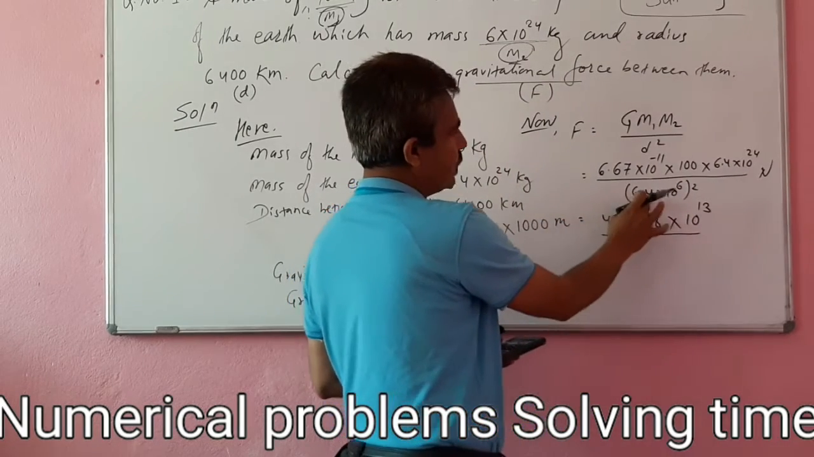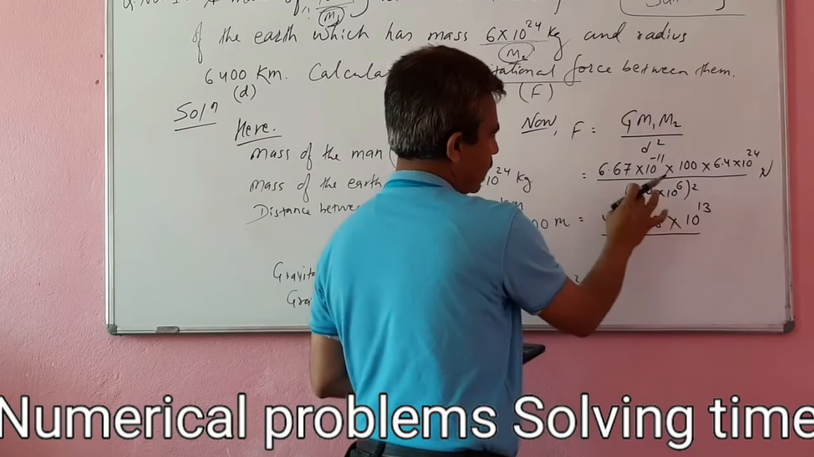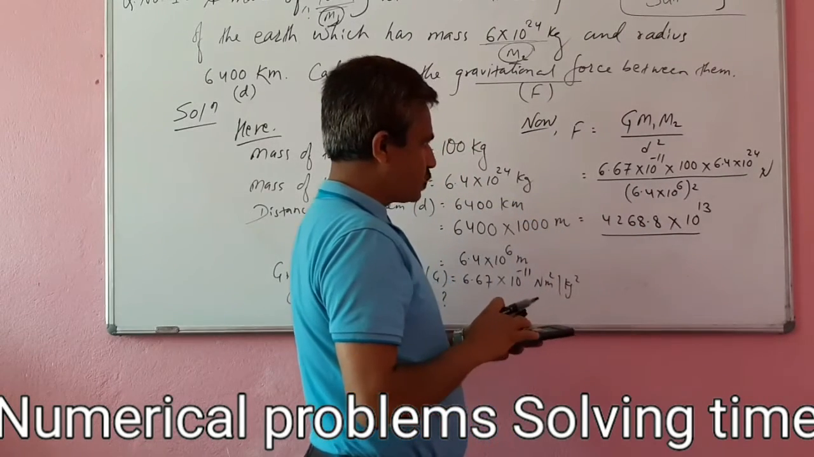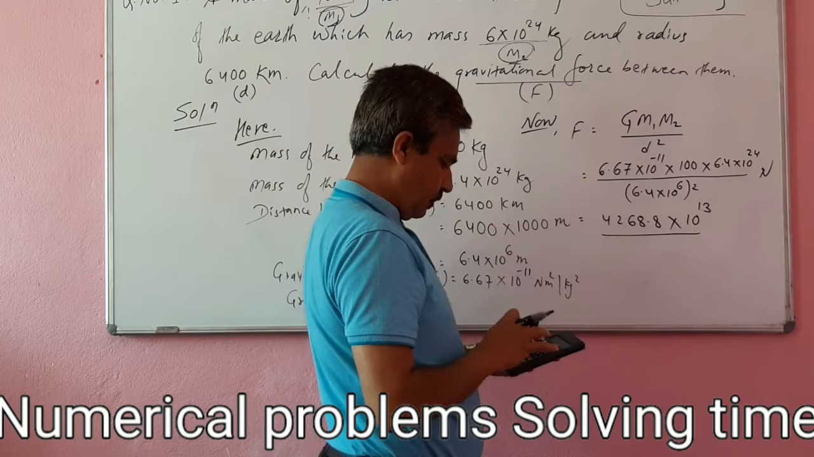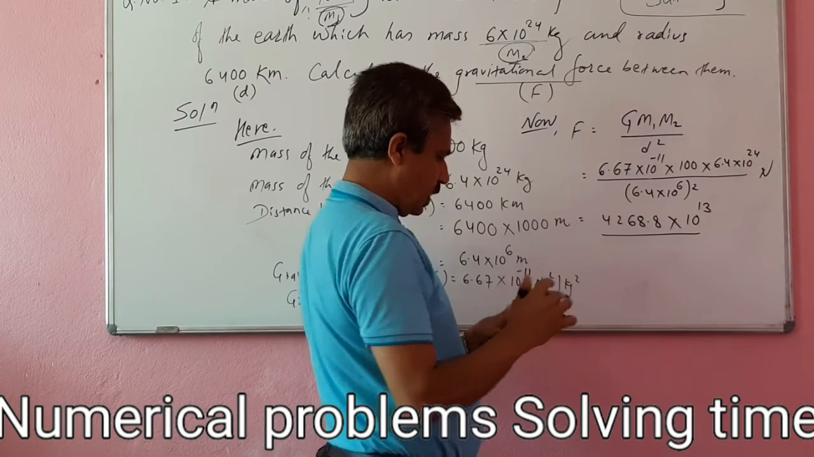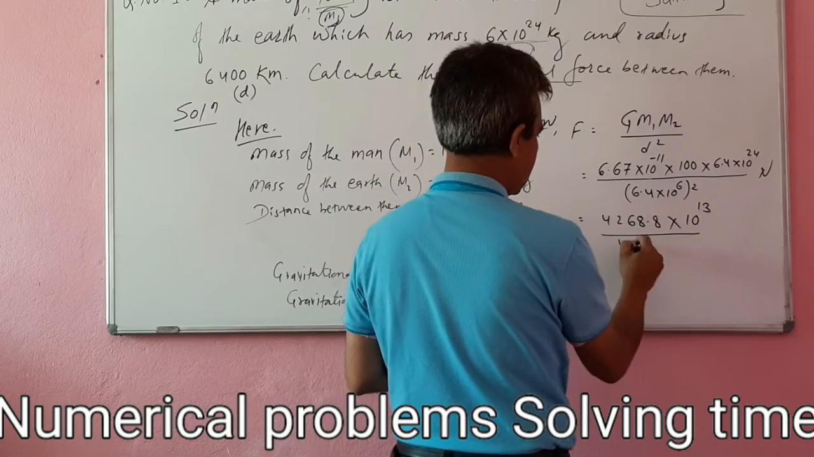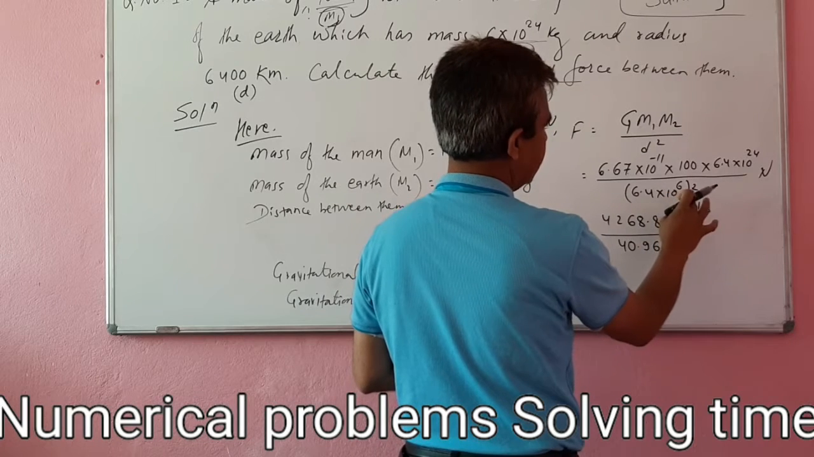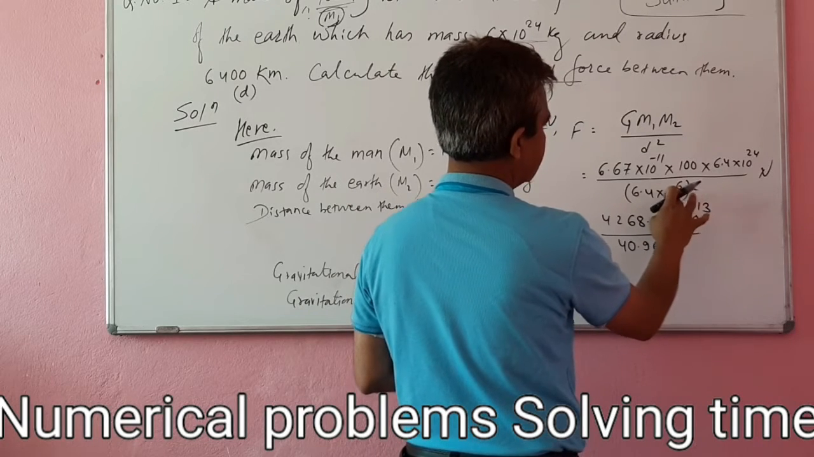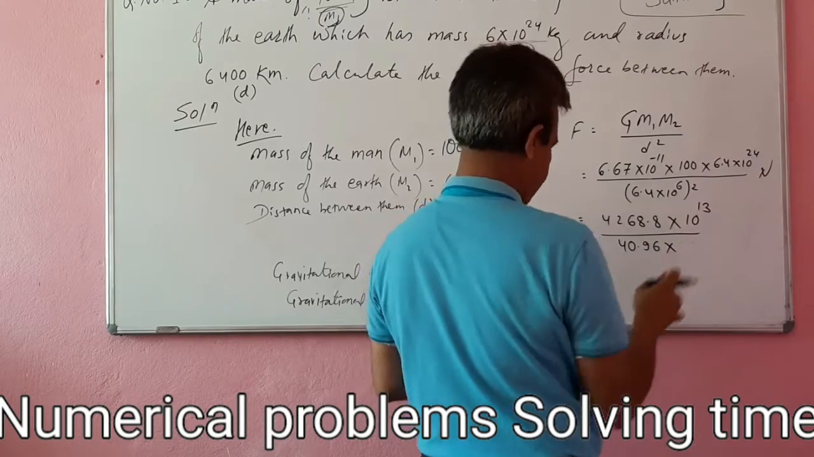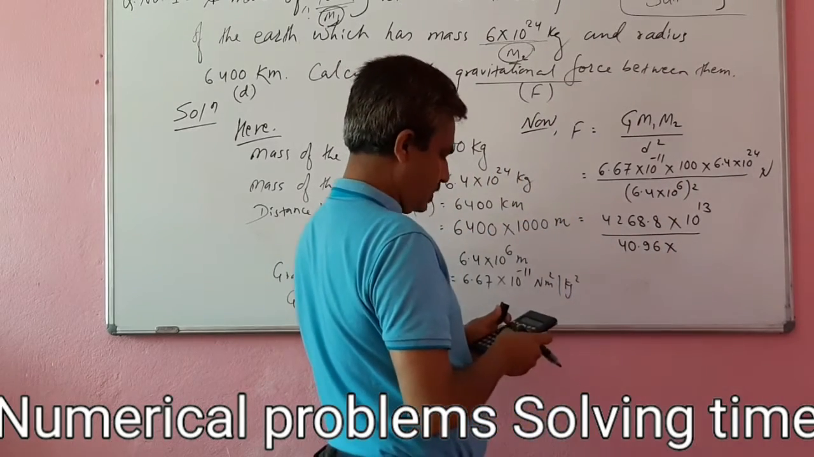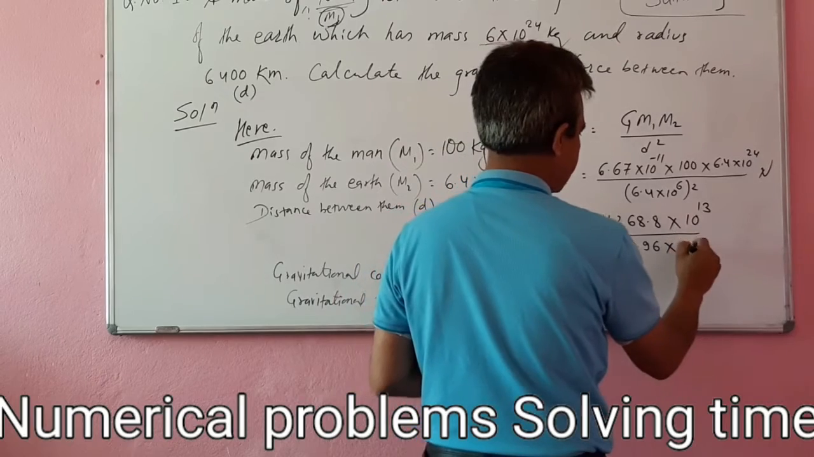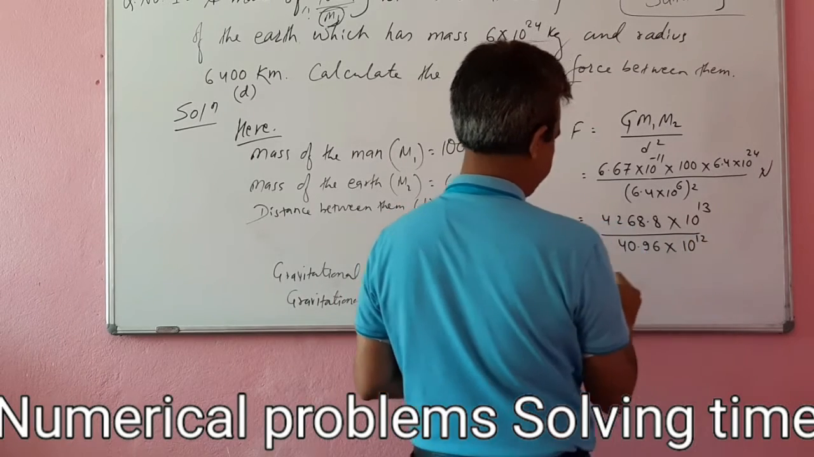Now what is here? 6.4 times 10 to the power 6, whole square. First you do the square of 6.4. 6.4 square is 40.96, multiplied by 10 to the power 6 whole square, which means 10 to the power 12.